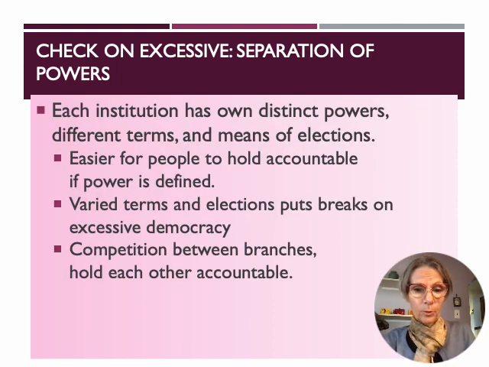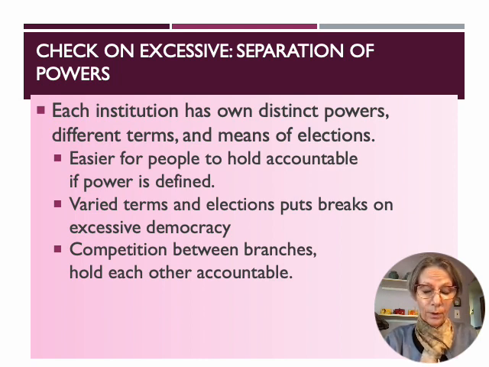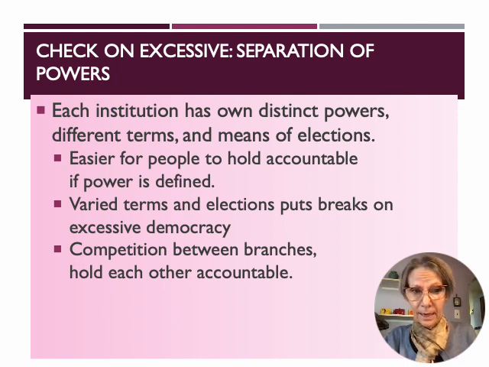So, from the framers' perspective, they really felt that it was important to have separation of powers because each institution has its own distinct powers. And so there are only certain powers that Congress has, like the power to declare war. There are only certain powers that the president has, like nominating executive members and members of the court, right? Only the president is the commander-in-chief over the armed forces. And so they have their distinct powers. They have different terms, the House 2, the Senate 6, the president 4, and they're elected in different ways as well.